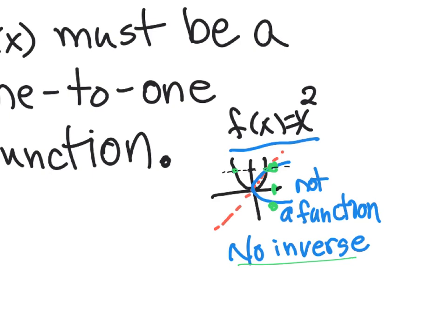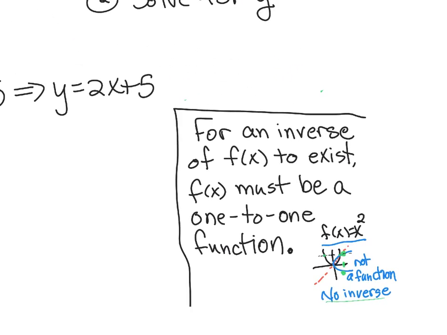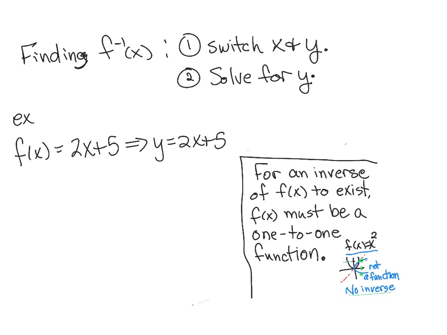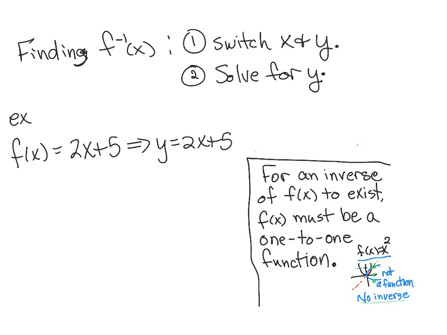Now, if I take that same function and I limit my domain to only be positive values of x, that would only give me this half. And when I invert that, I get the actual graph of the square root of x, positive square root of x. So in that case, I could find an inverse. But in general, if it's an even power, it's not going to have an inverse because it's not a one-to-one function. Okay? Now, let's work this problem.